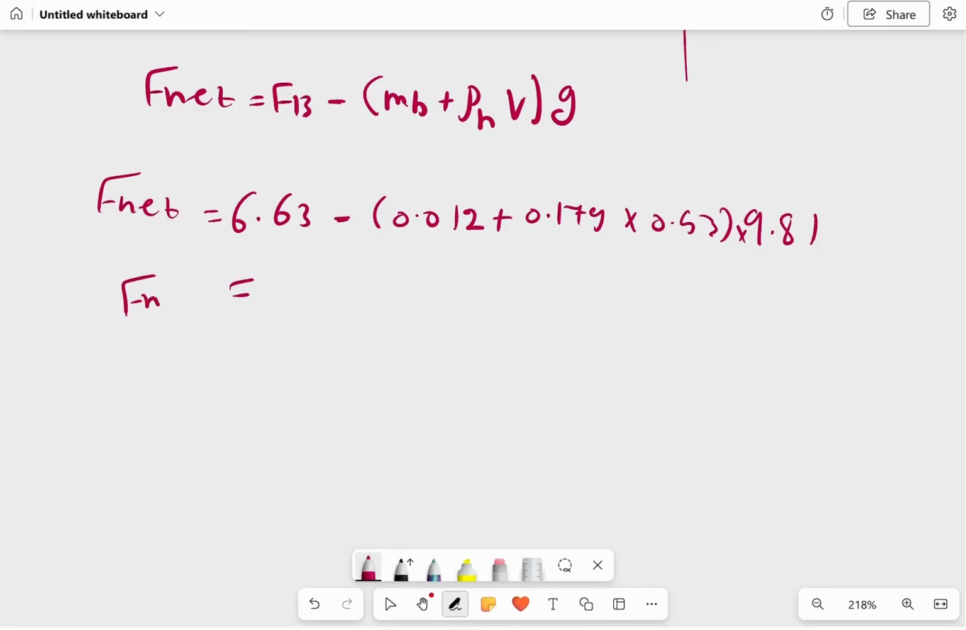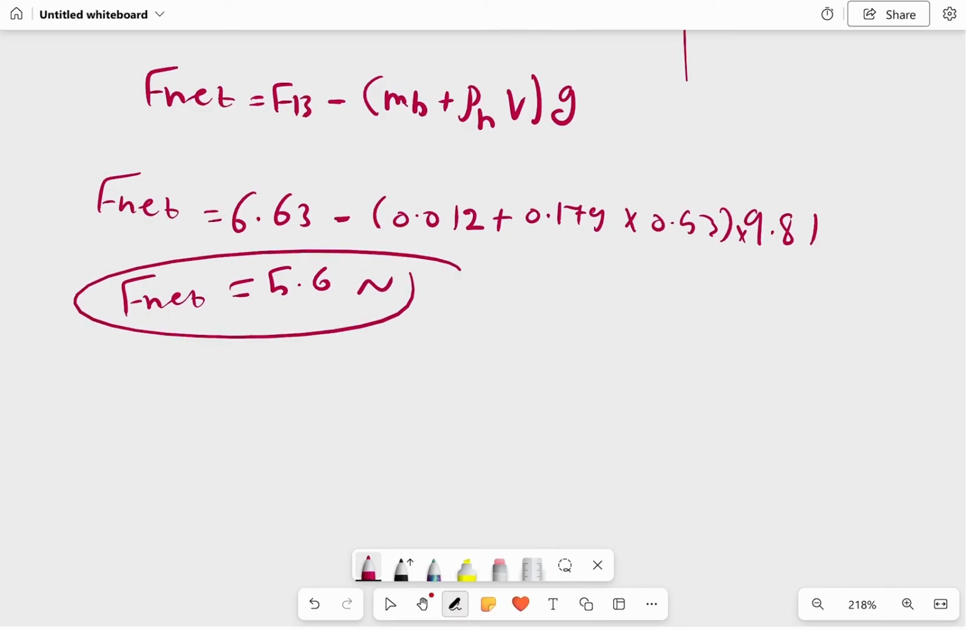Then you have F net equal to 5.6 Newton. This is, guys, for finding the F net of the balloon.